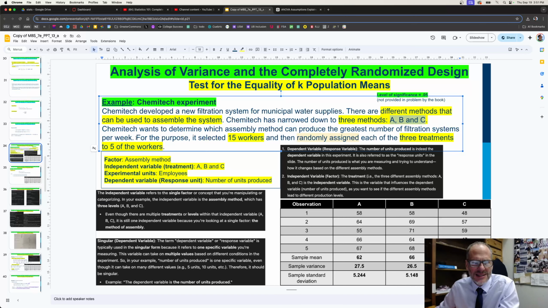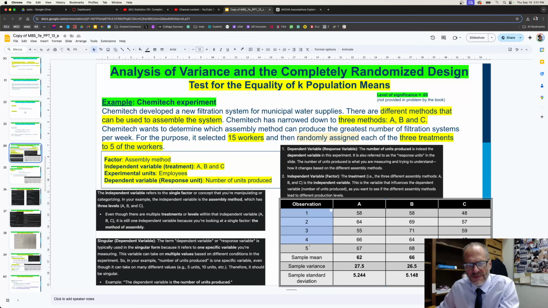So to test this, they select 15 workers and then randomly assign 3 treatments to 5 of the workers. And so down here you have 5 workers, and then in the columns you have treatment A, B, and C. And here's what worker 1, right? I don't know if these are minutes or days or years. Trying to keep it a little bit light.